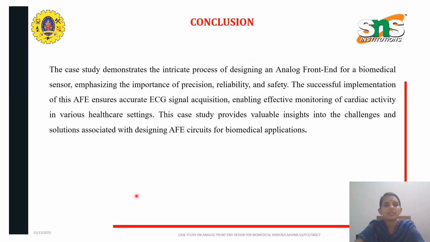Thus this case study has demonstrated the process of designing the analog front end for a biomedical sensor, which focused on the importance of precision, reliability, and safety. The successful implementation of this AFE ensures accurate ECG signal acquisition, enabling effective monitoring of cardiac activity in various healthcare settings. So this case study provides valuable insights into the challenges and solutions associated with designing the analog front-end circuits for biomedical applications.